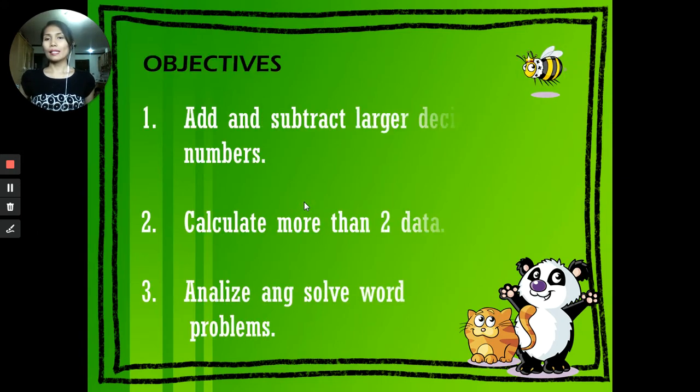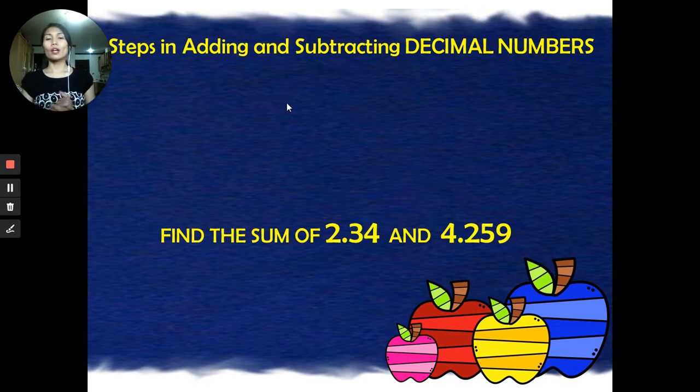So in this lesson, here are the objectives. We will be able to add and subtract larger decimal numbers. And we will also learn how to calculate more than two data. That means when we add, we will not add just two data, but three or more. We'll also learn how to analyze and solve word problems. So let's go.